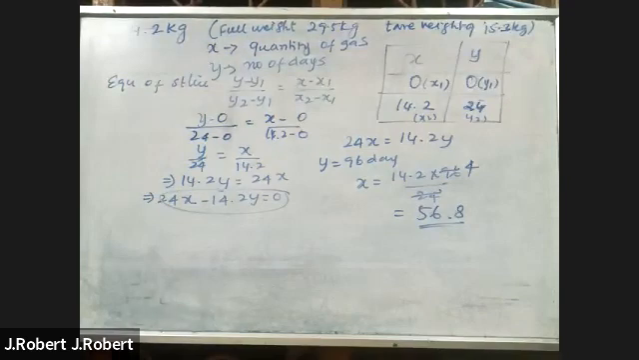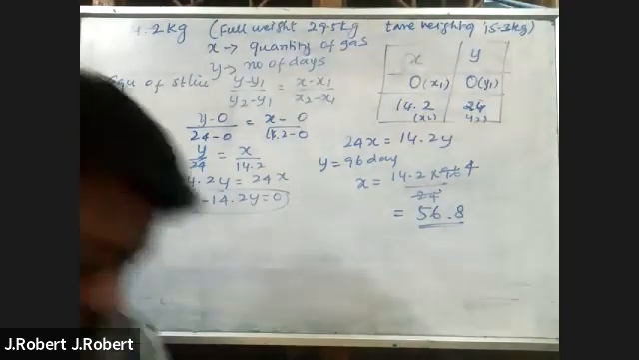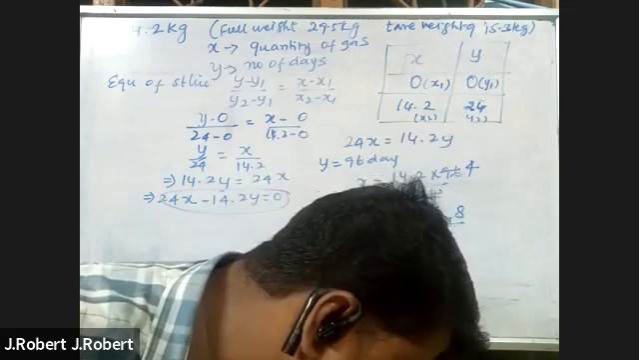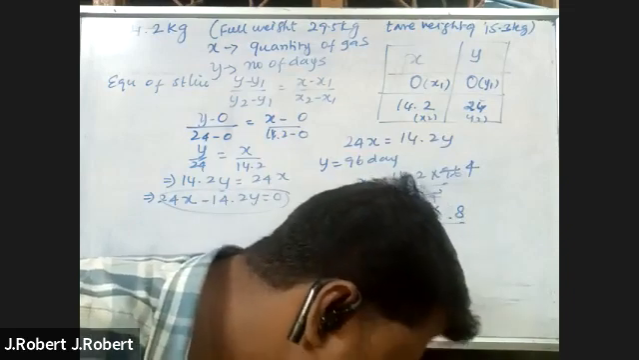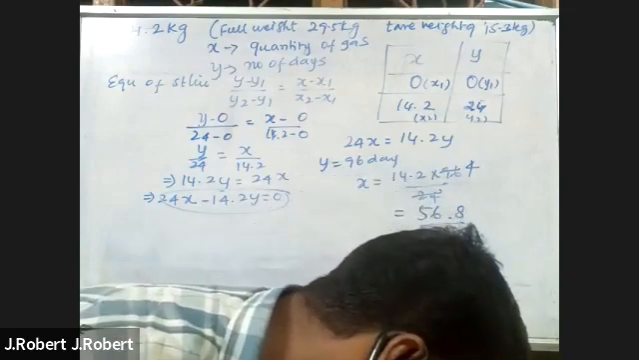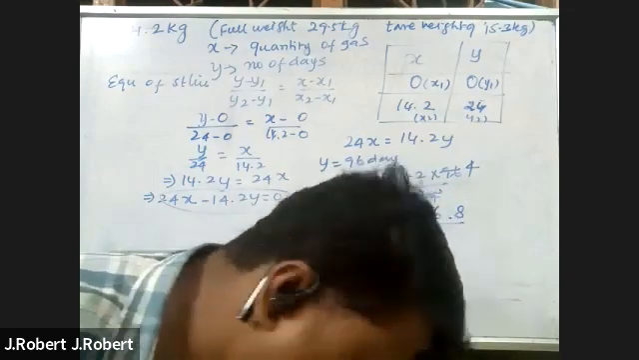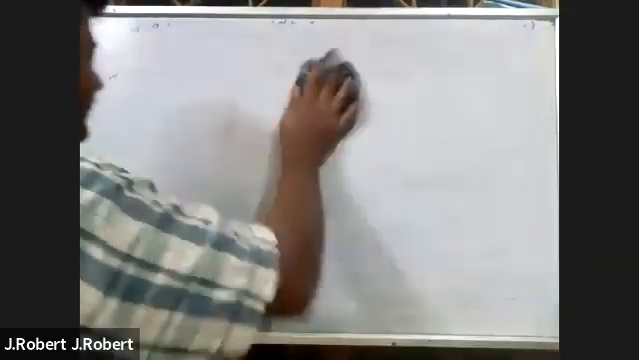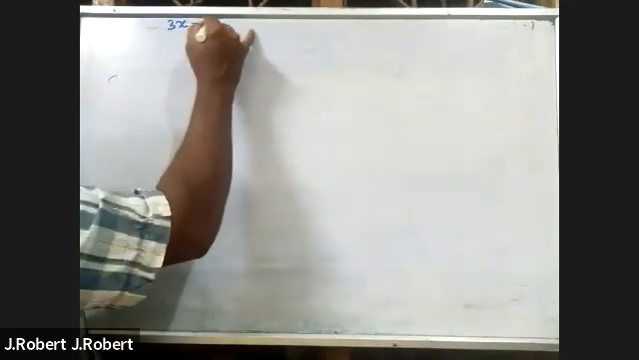So now we'll do the parallel and perpendicular lines. Find the equation of the line parallel to the line 3x minus 4y plus 2 equal to 0. Take down the next problem. 3x minus 4y plus 2 equal to 0.